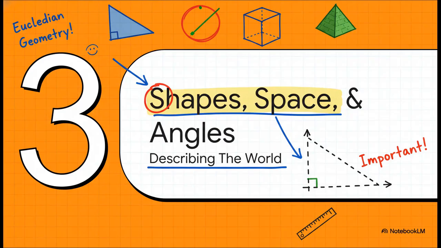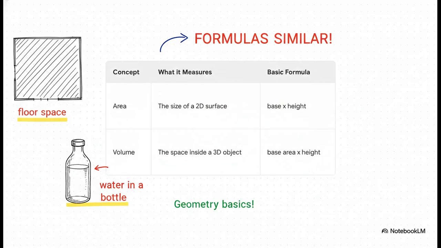All right, enough with the abstract x's and y's for a minute. Let's talk about something we can actually see and touch. This next section is all about geometry, which is just a fancy way of saying we're using math to describe the shapes, space, and angles of the real world. At its core, geometry is all about measuring two main things. First, you have area, which tells you the size of a flat surface, like the amount of carpet you need for a room. Then you have volume, which tells you how much space is inside a 3D object, like how much coffee fits in your mug.